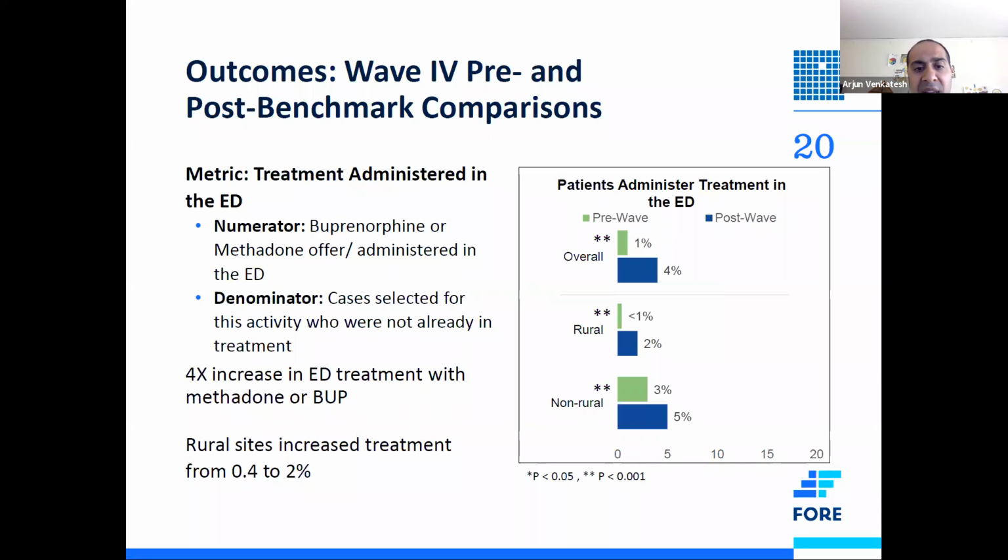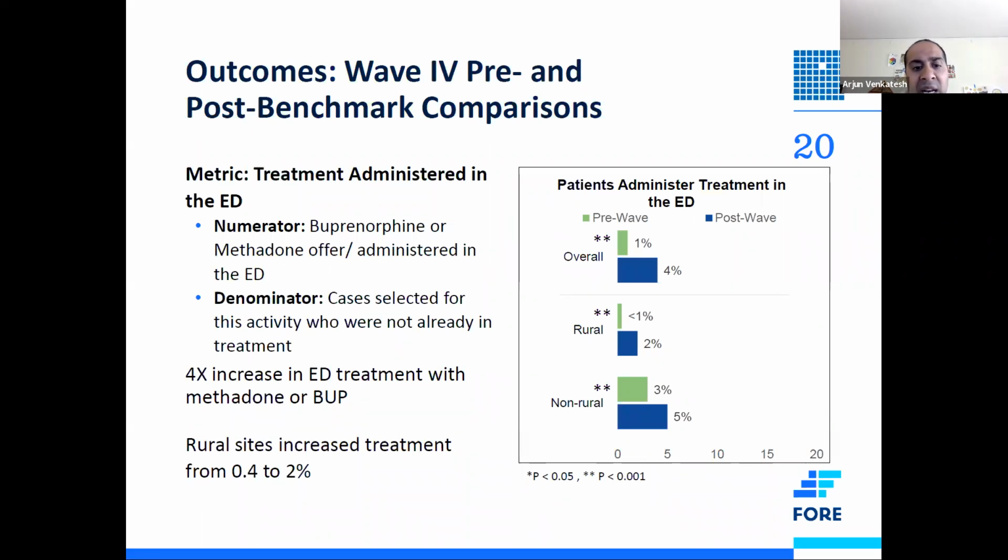When we look at treatment in the ED, I alluded to this before, we saw an increase in treatment overall, and that occurred both in rural and non-rural settings. And we were pleasantly surprised to see this because launching a new treatment program requires a lot, it really requires turning the ship in the emergency department.